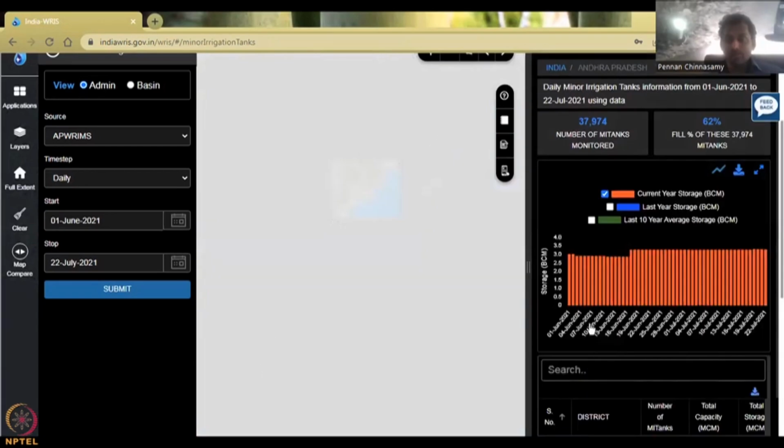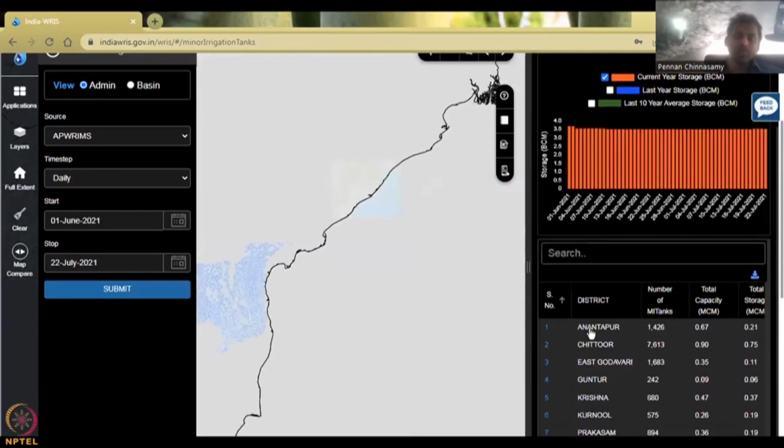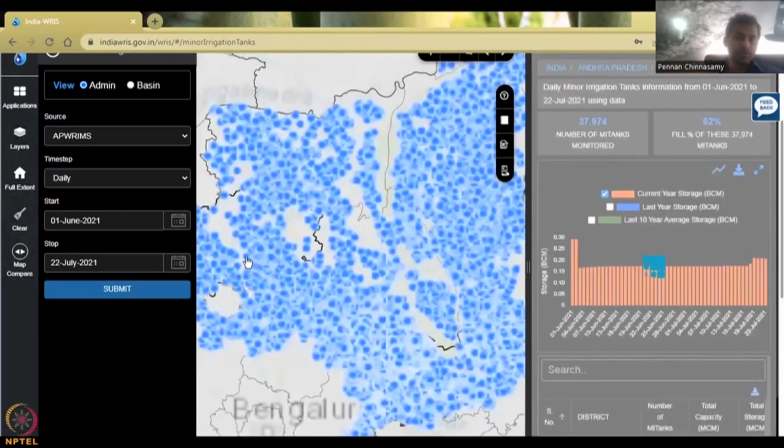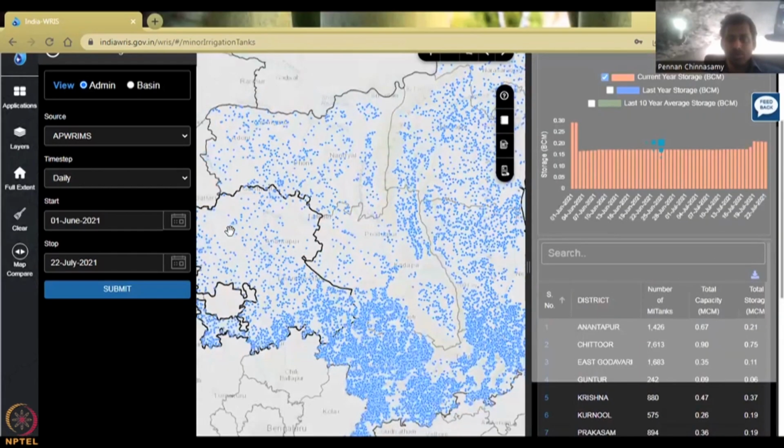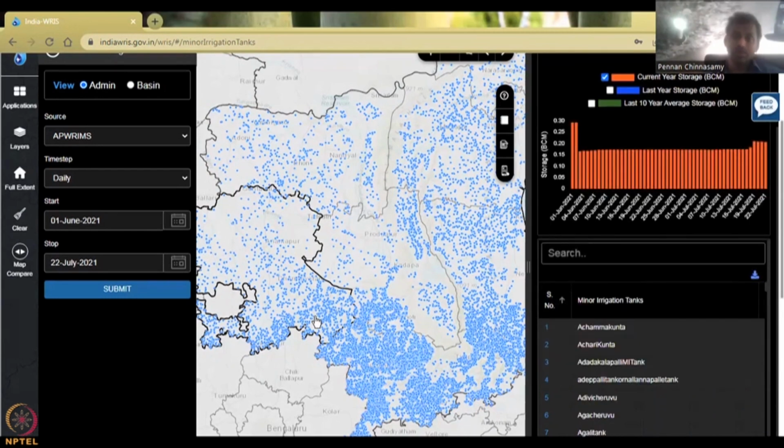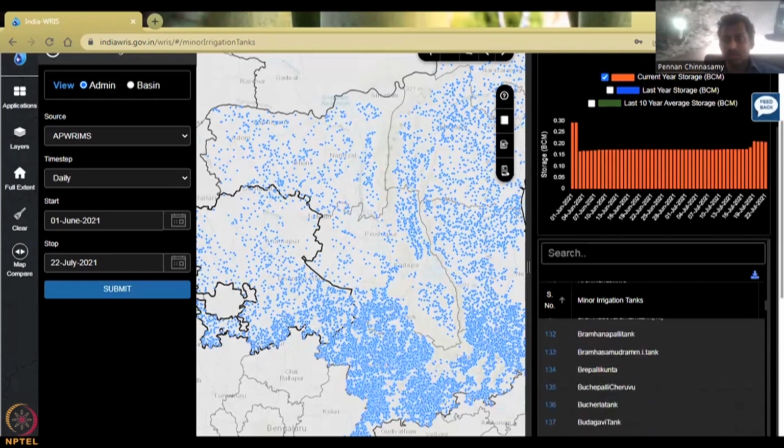Let's go back to the first, Anantapur district. Yes, so this district comes up, and I hope this is Anantapur district, and all the minor irrigation tanks are put. Maybe once it takes too much time to load, then please understand that there might be some issues in the network speed also. And you can come here. Okay, the tanks have come. You could see the tanks.